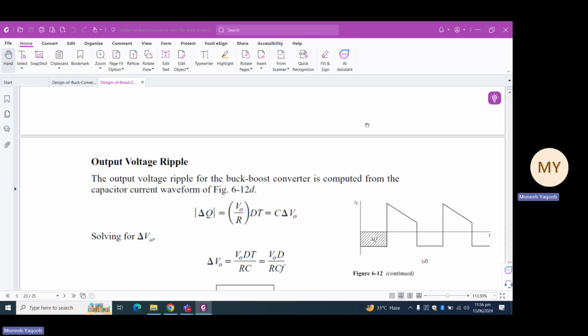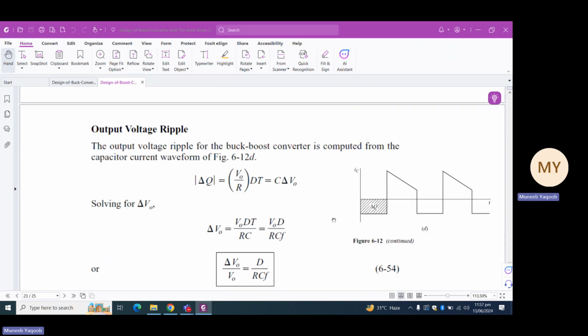And again, we are shown this equation as figure 6.12, where the area enclosed in the rectangle that is being shaded for you is delta Q. So to calculate delta Q, we will basically calculate this area, and this area will be V naught upon R into dt. So now taking delta V naught as the subject of the equation, we can write delta V naught, that is ripple voltage, is equal to V out into D upon RCF.